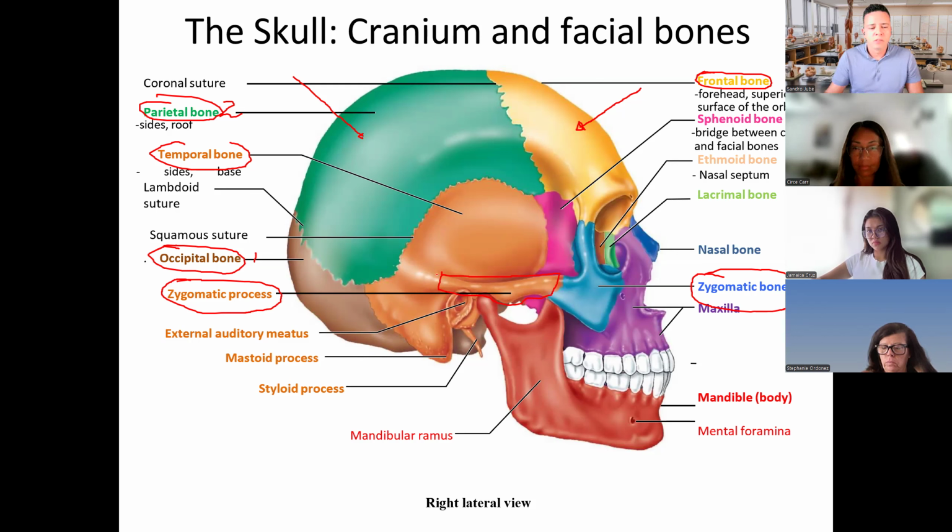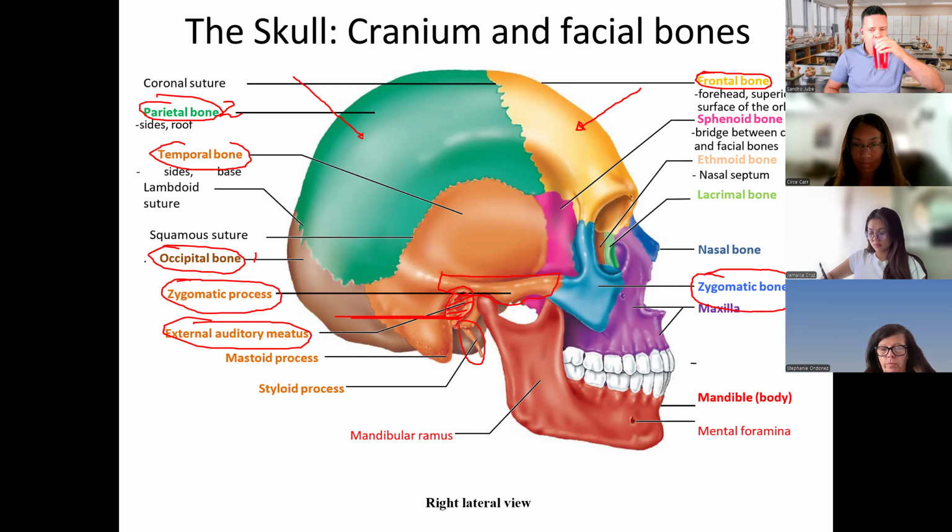Let's try a few more here, folks. We have another marking here called the external auditory meatus. This is a marking of the temporal. If I was pointing to this marking here on the exam, you would say external auditory meatus, right temporal. Another marking right here of the temporal called the styloid process. So that would be styloid process, right temporal. Is that clear, folks? Any questions about that so far? Nothing. All right. Moving on then.